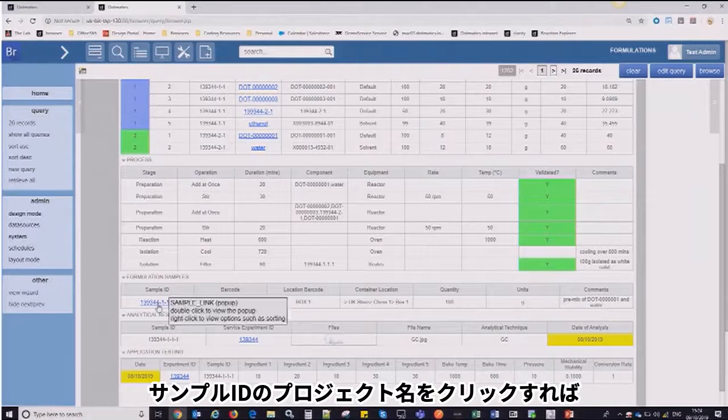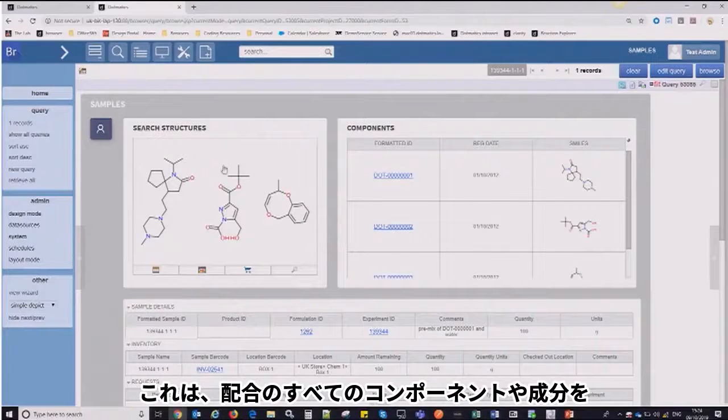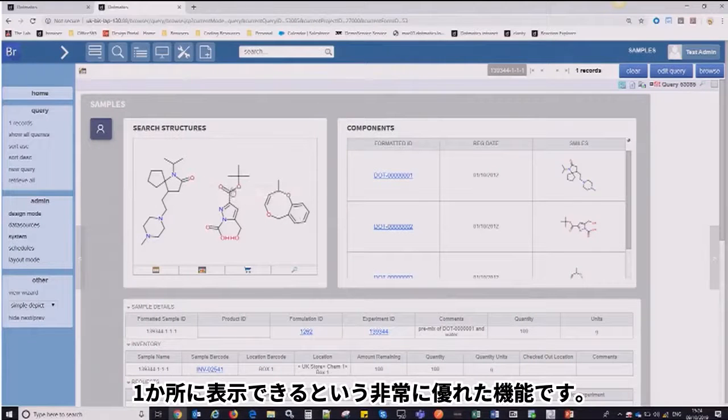At this point, it's really nice to show the sample ID project. And again, for those of you that are interested in structural information, it's a really nice representation of showing all of the components or ingredients from your formulation in one place.